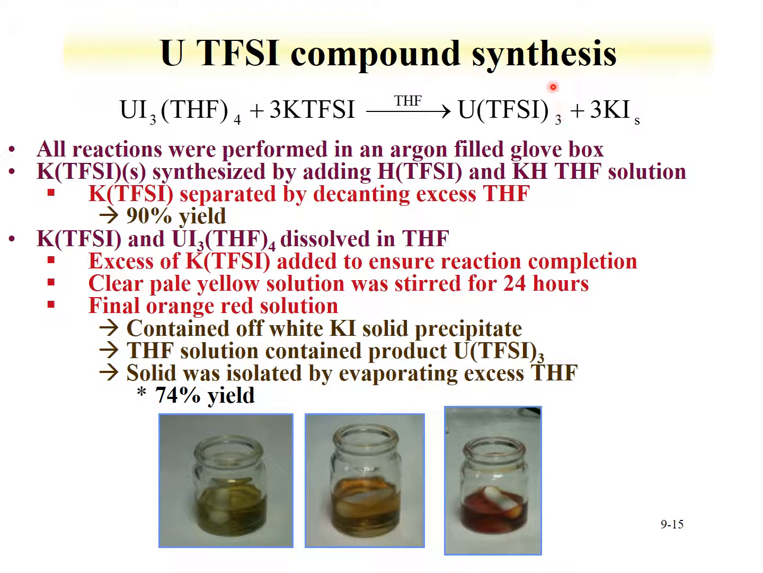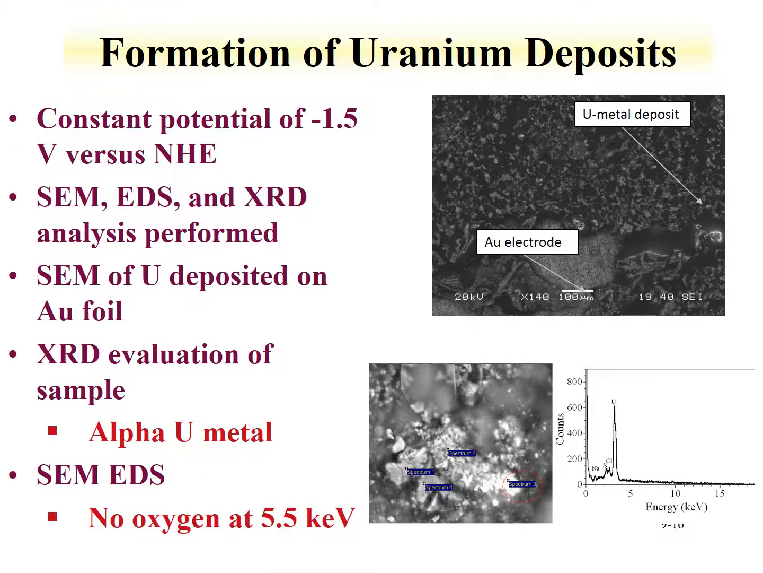As we see here, this ligand being part of the ionic liquid system, we should have a very soluble uranium compound. This uranium-3 TFSI was added to the ionic liquid. Negative potential was applied. The metal deposition on the gold electrode surface was then evaluated by SEM, EDS, and XRD.